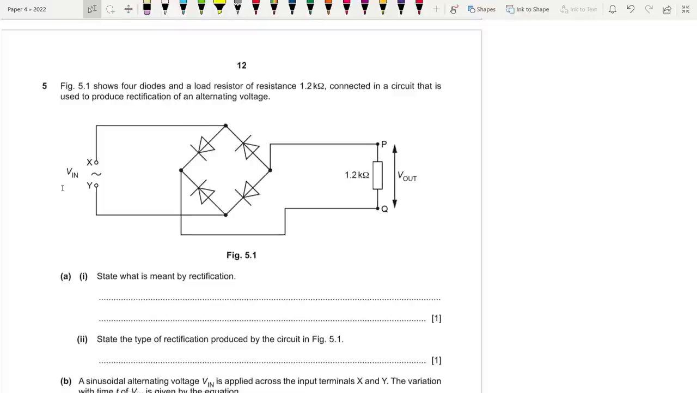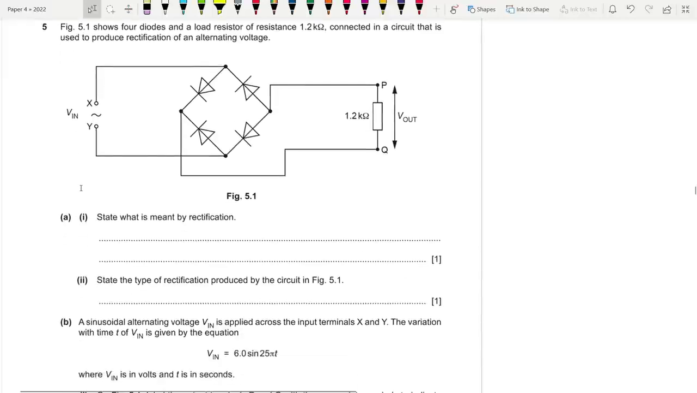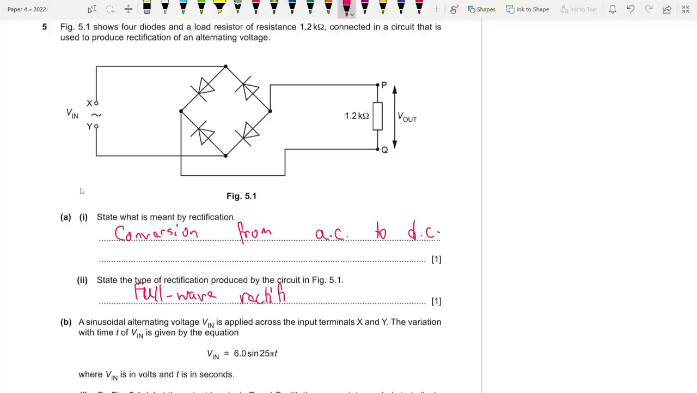Figure 5.1 shows 4 diodes and a load resistor connected to a circuit that is used to produce rectification of an alternating voltage. What is meant by rectification? Interesting. So it's basically conversion from alternating current to direct current. That's it. What is the type of rectification? If you use 4 diodes, that's actually full wave. This is full wave rectification.